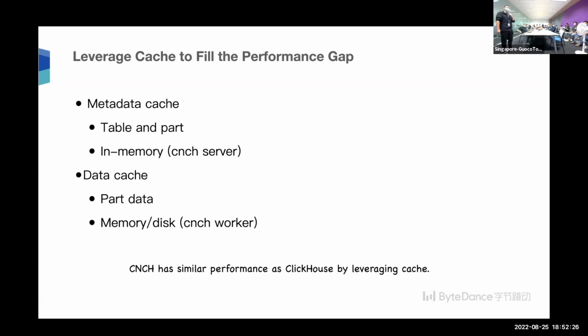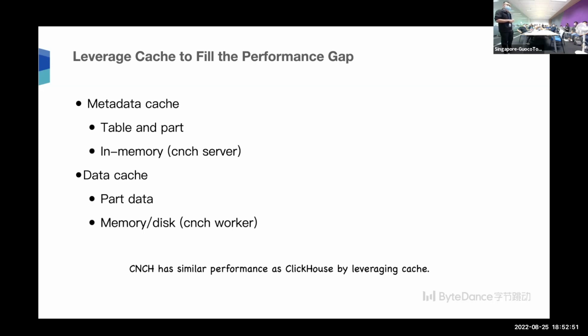The first one is that we leverage the cache to fill the performance gap. For the query, we try to cache the hot data as much as possible. For the metadata cache, like the table and the part, we will have a cache for these two objects in our server, and they are also in memory.